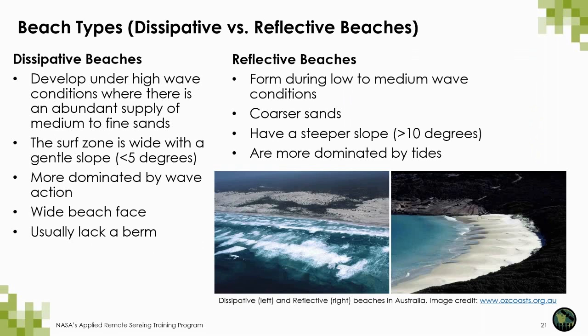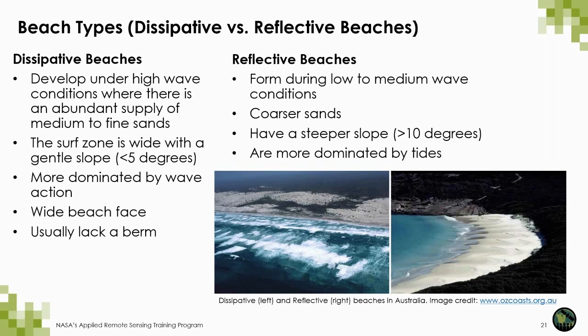Now let's talk a bit about the different beach types. There are two main types of beaches, and there are some variations of these depending on where you are in the world. But in general, they are what are called dissipative beaches and also reflective beaches.